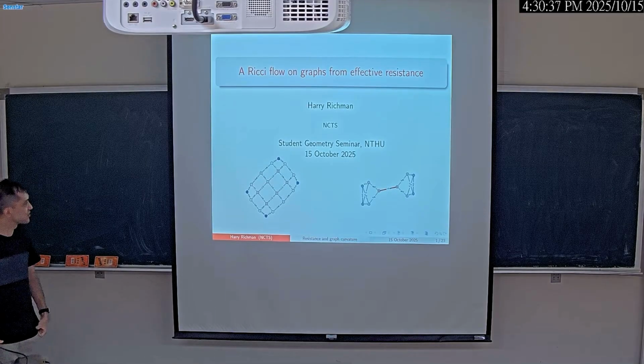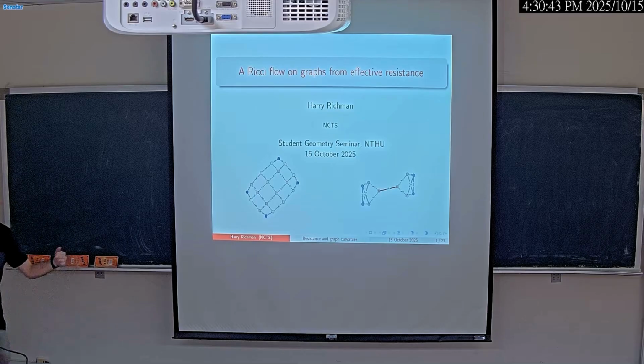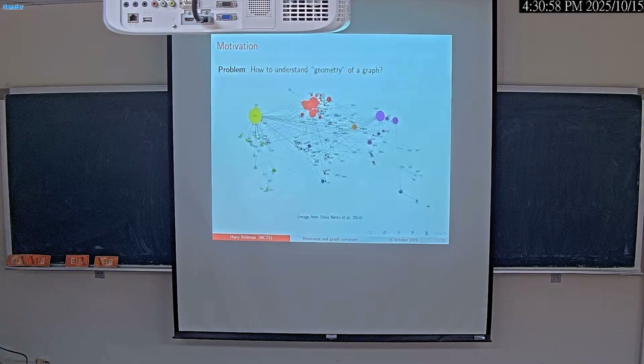Today I want to talk about a project I have with several co-authors. I didn't want to put them all on the first screen, so the names will come up on a later slide. But the idea I want to talk about today is a definition of Ricci flow for graphs and how it satisfies some analogs to Ricci flow for manifolds.